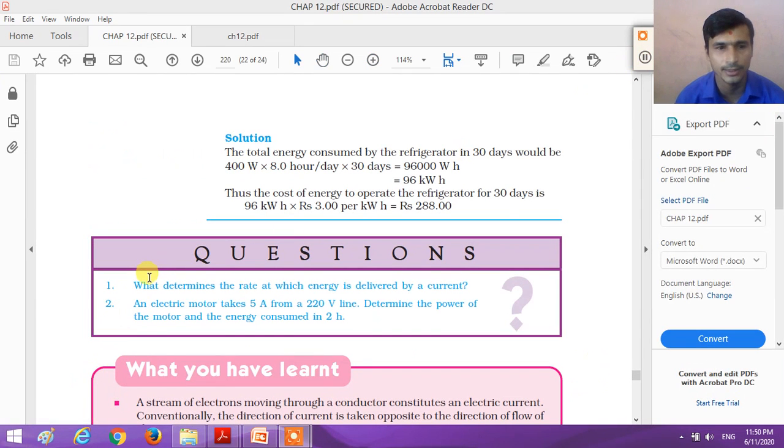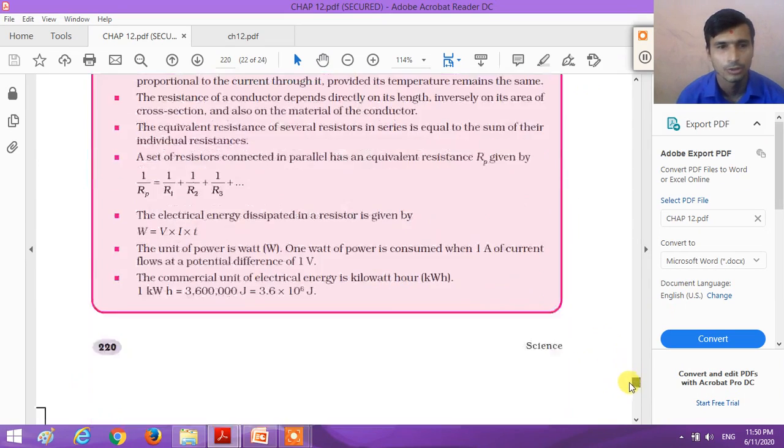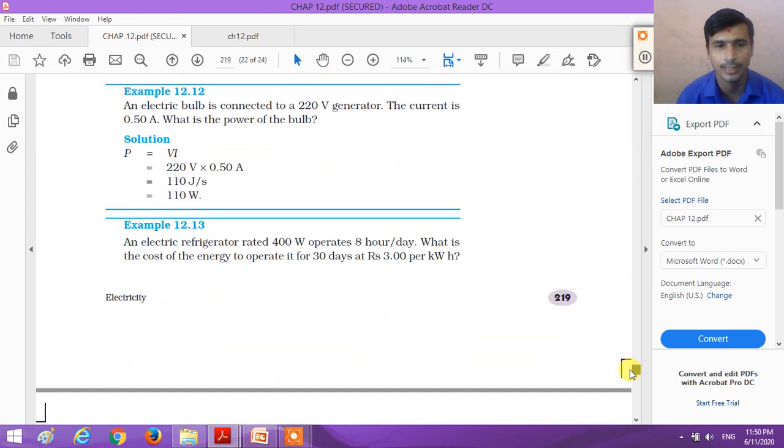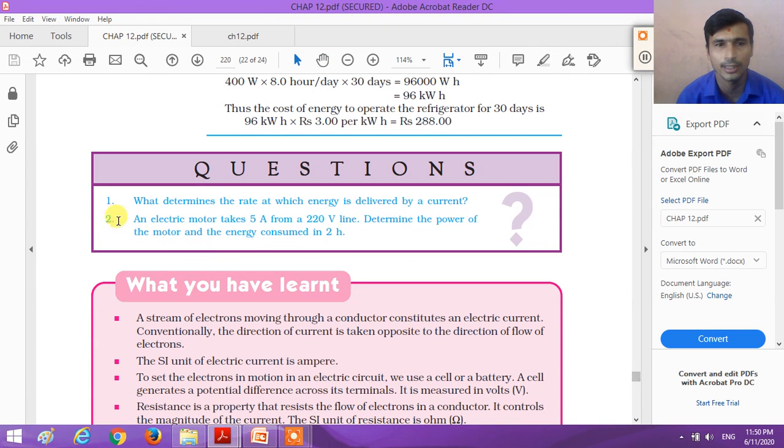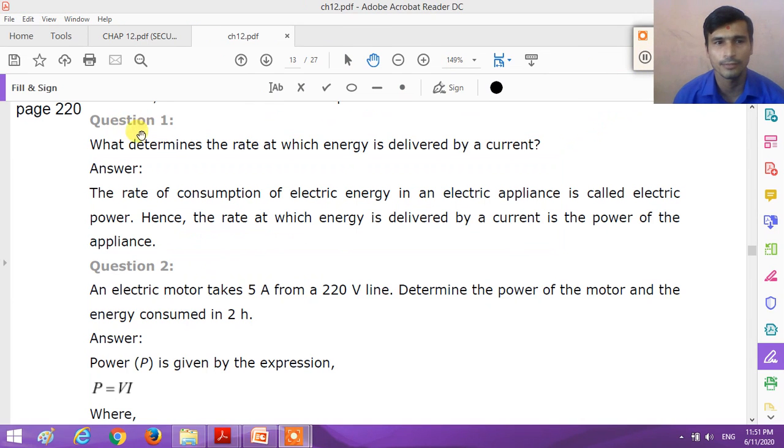Now we discuss the last two questions given on page number 220. Two questions are given on page number 220. We discuss the answer of these questions. Question 1. What determines the rate at which energy is delivered by a current? Right? What determines the rate at which the energy is delivered by a current?